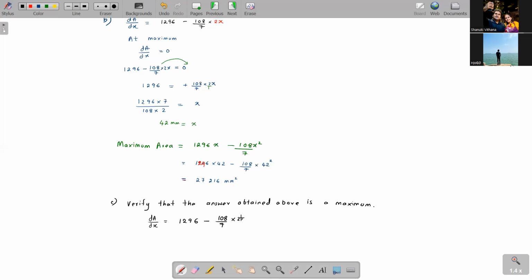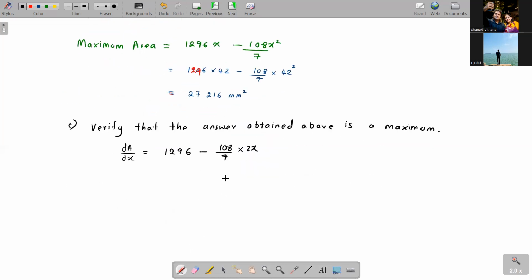I think we could simplify this a little further. 108 times 2 is 216, so it is 1296 minus 216 over 7 x. We can multiply 108 and 2 and make it simpler. So this is our dA by dx. Now I can go for the second derivative. When I differentiate again, I get d squared A by dx squared. 1296 is alone, so when you differentiate it becomes 0, minus 216 over 7, as the differentiation of x is 1.